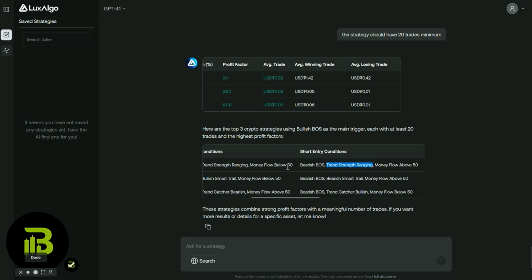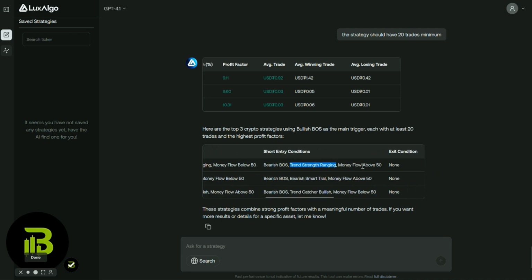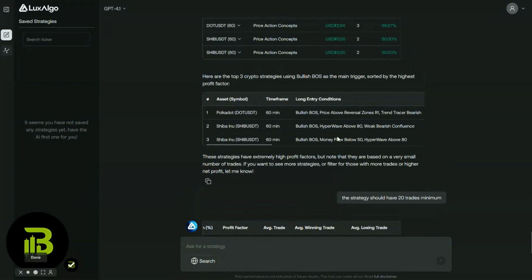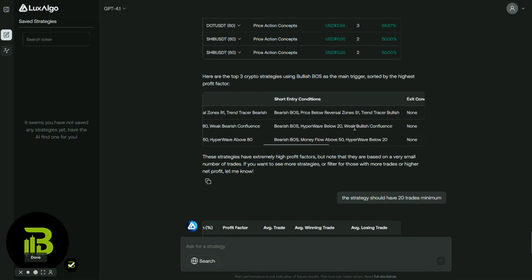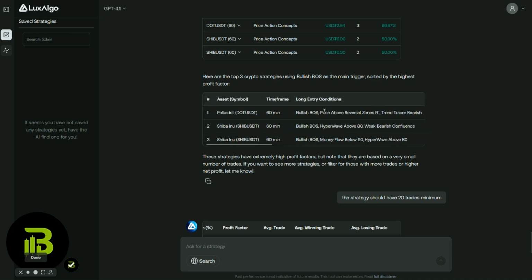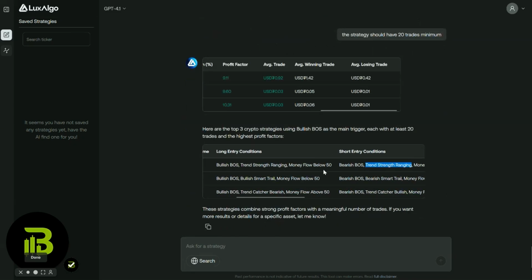Here they have a bearish break of structure, and then you have a trend strength of ranging, and then money flow above 50. So it's ranging. That's kind of good that it could come down. This is interesting because I was actually reading the long entry conditions. These are the short entry conditions. Really well built, to be honest, guys. This is the kind of stuff that you can build and automate. I was reading this incorrectly before, just a note. Long entry conditions. So it just gives you an idea of what's possible. This has been built, guys. This is here.